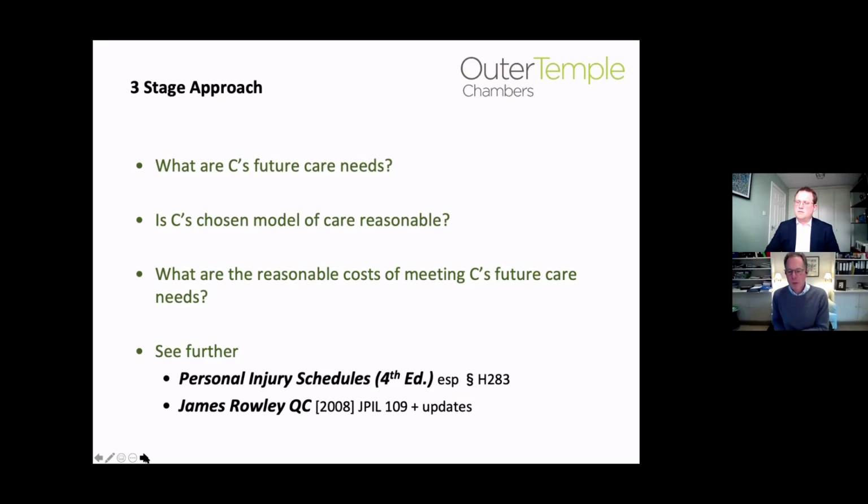I think in terms of a practical approach to the quantification of future care claims, a three-stage approach is often appropriate. And I've set it out here on the slide, and I'll just run through that in a little bit more detail. Firstly, the starting point is what are the claimant's future care needs?